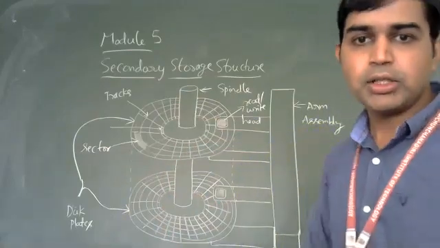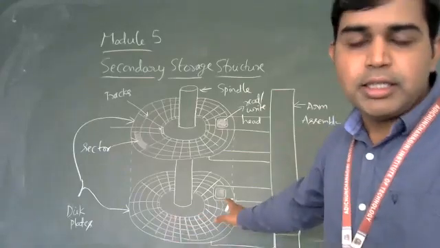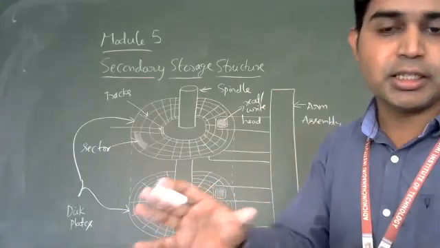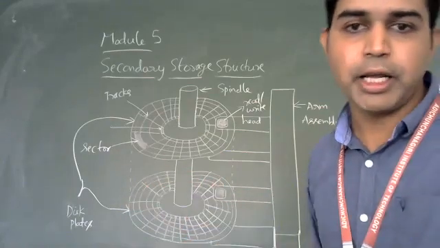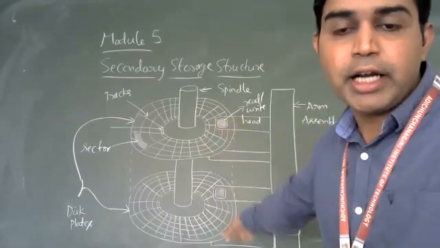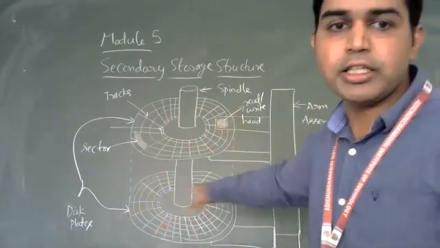That's it. That is what a general secondary storage device, the disk structure, looks like. If they ask, you can write this diagram and explain. And you can see at the center of your disk there is a spindle.